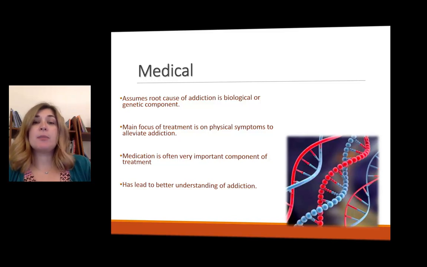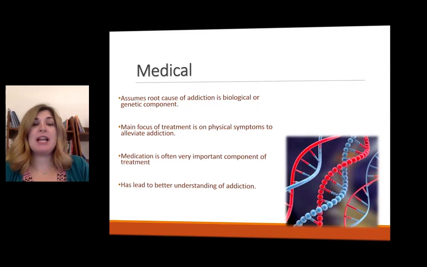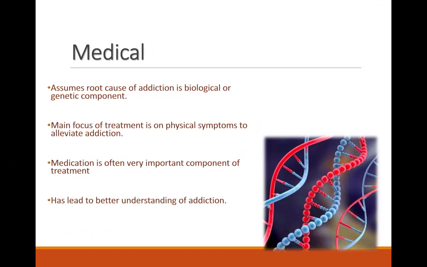So first, let's talk about the medical model. This model assumes that the primary cause of addiction is a biological or genetic component. So people pass down this gene and that's why they become addicted. Treatment from this lens will focus primarily on physical symptoms of addiction. They aim to alleviate the addiction symptoms. It has led to the inclusion of using medications to cure craving, that drug memory. Using this model, we have gained a better understanding about how addiction works and how to recognize it.